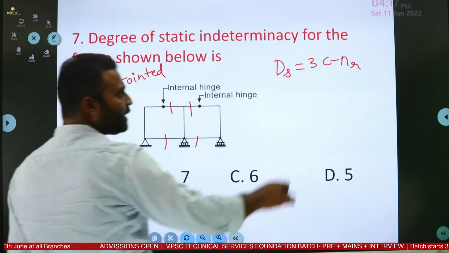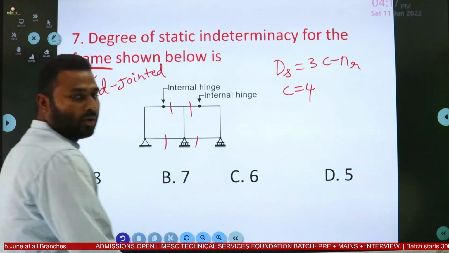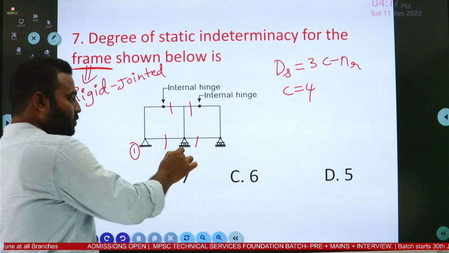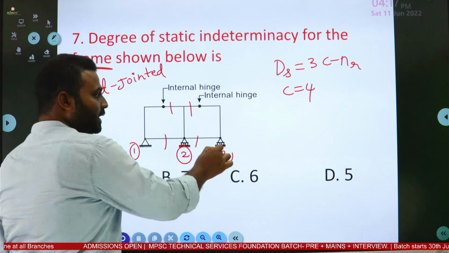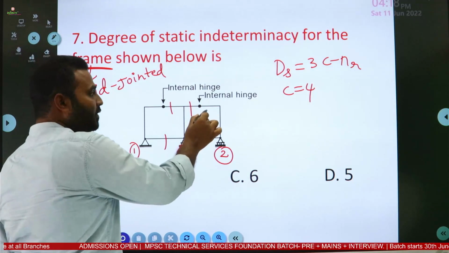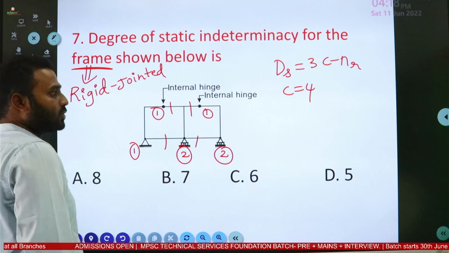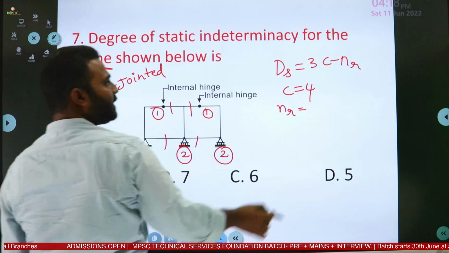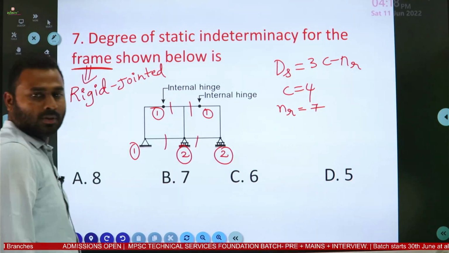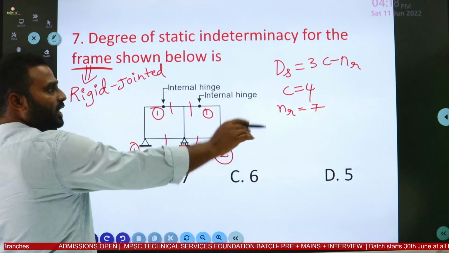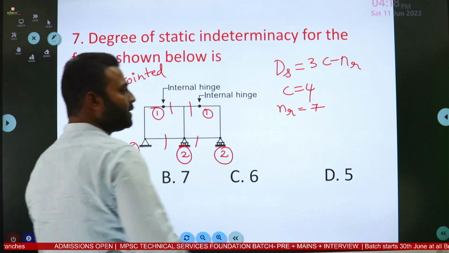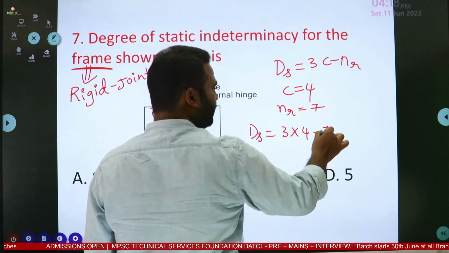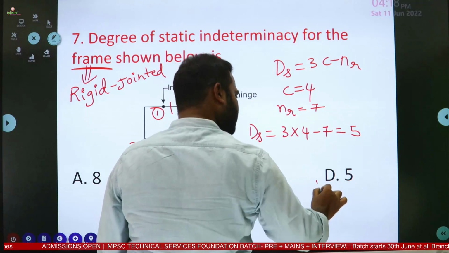So how many cuts have we made here? 4. How many releases are present here? Here it is a hinge, so 1 release is present. Here it is a roller, so 2 releases. Here roller, 2 releases, and an internal hinge is there where 2 members are meeting, so 1 release. So total number of releases nr is 1 plus 2 plus 2 plus 1, which is 7? So we know the number of cuts and the number of releases. You simply substitute in that formula. So ds is equal to 3 into 4 minus 7. So it is 5. Now the answer is D.